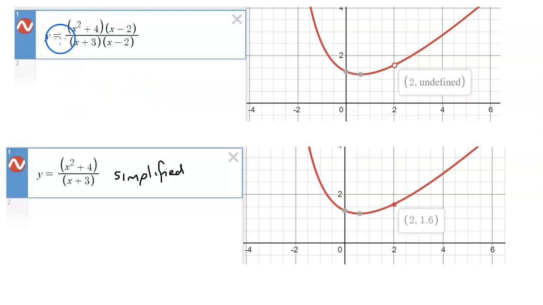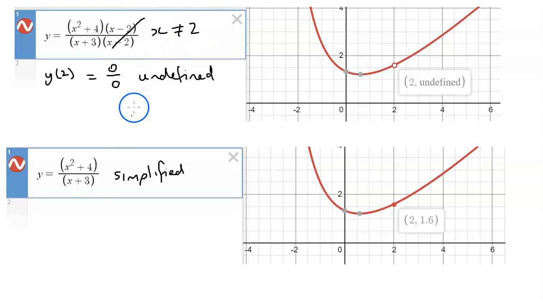Meanwhile, if we consider the function y equals x squared plus 4 times x minus 2 divided by x plus 3 times x minus 2, then obviously we could simplify it by cancelling the x minus 2 out. But leaving it as it is, we can clearly see that y of 2 is 0 divided by 0, which is undefined. But for all other values of x, it's exactly the same. If x does not equal 2, we can just cancel it out. And so if x does not equal 2, then the graph is exactly the same as it is for the simplified case. But if x does equal 2, we cannot get a value there. So it has a hole because it's undefined at that point.